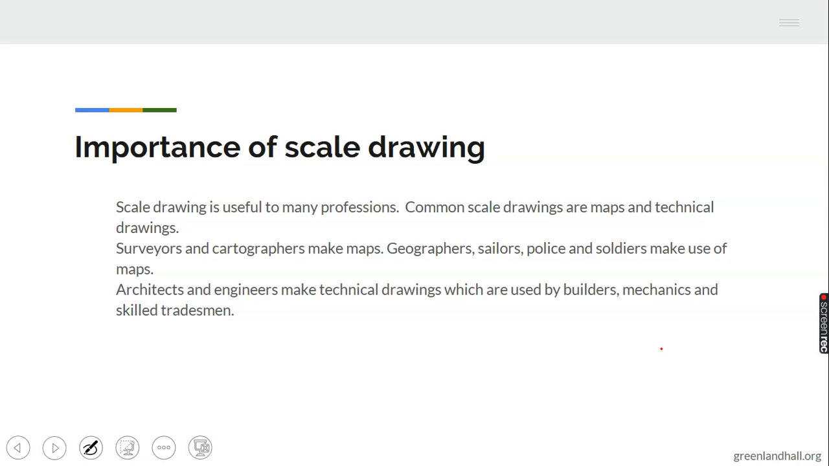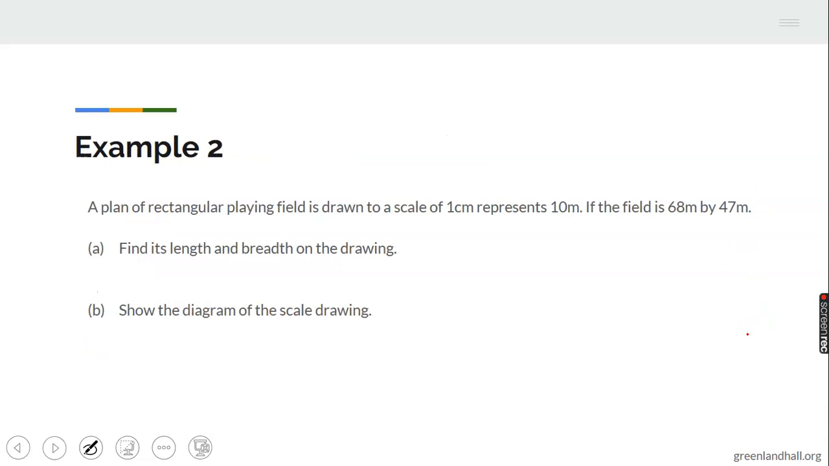Then the cartographers, those that read maps, the geographers, the sailors, the police, soldiers, they make use of it. Also the architects and engineers, they make use of scale drawing. It is very, very vital, so important.